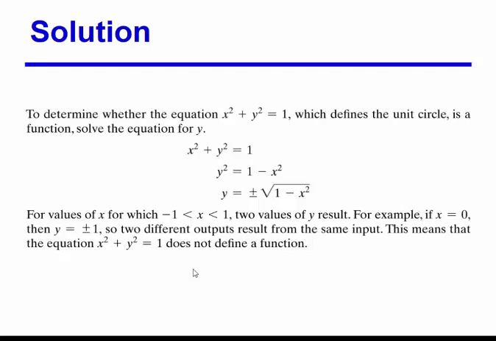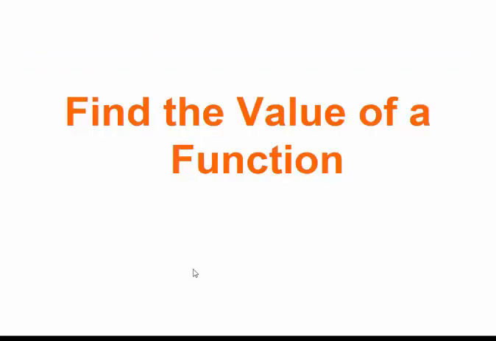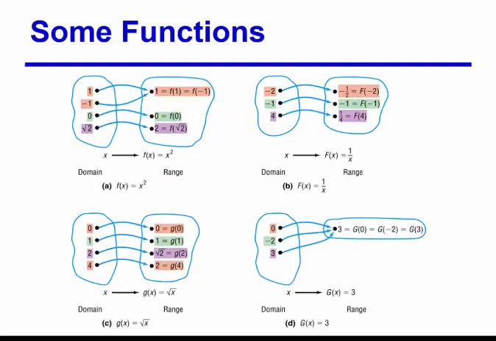This means that the equation x squared plus y squared is equal to 1 does not define a function. So the next thing we're going to do is find a value of a function. And so here we have A, B, C, and D. So in A, our domain involves 1, negative 1, 0, square root of 2. The function is f of x is equal to x squared.